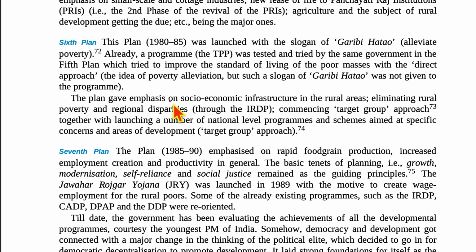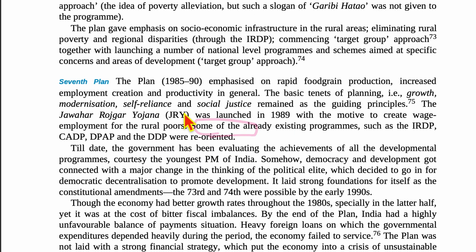The plan gave emphasis on socio-economic infrastructure in the rural areas, eliminating rural poverty and regional disparity through IRDP, commencing the target group approach, together with launching a number of national level programs and schemes aimed at specific concerns and area development, the target group approach.